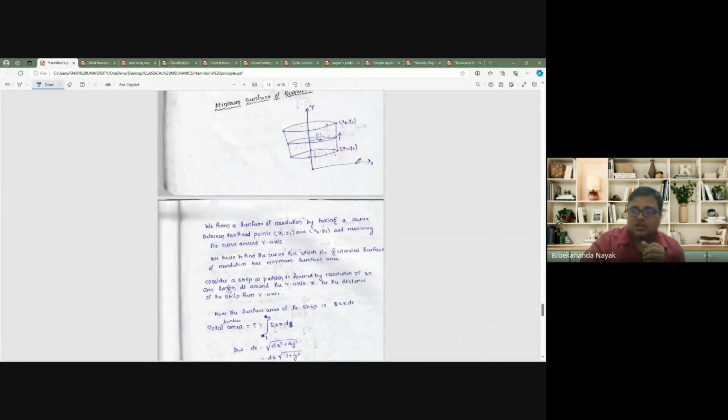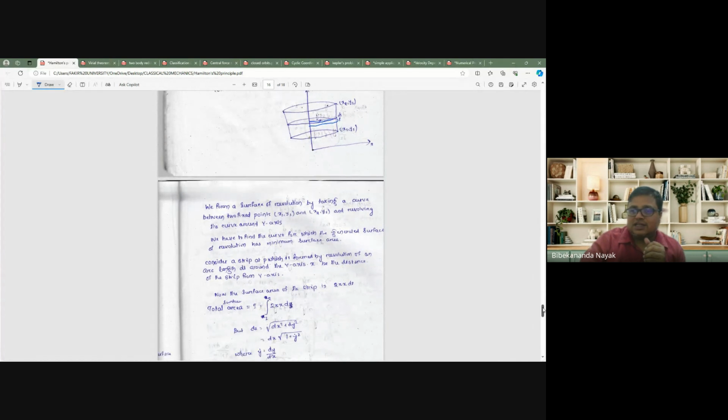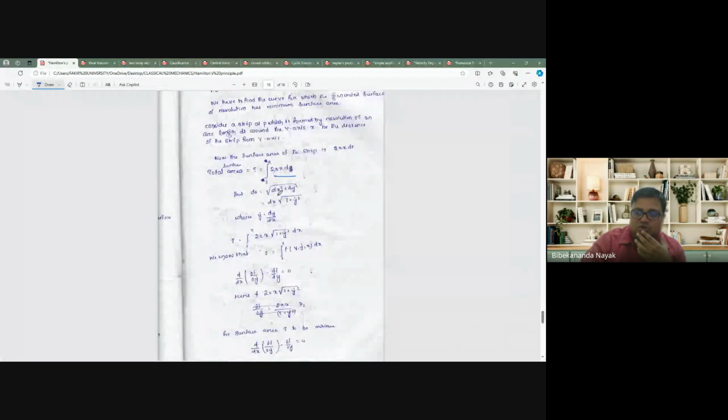Here, let's say this is a small strip of length ds rotating around the axis. It is at a distance x from the center. So what is its area? It will be ds times its perimeter, which is 2 pi x. The whole surface will be the integral of 2 pi x ds, where ds is the square root of dx squared plus dy squared.